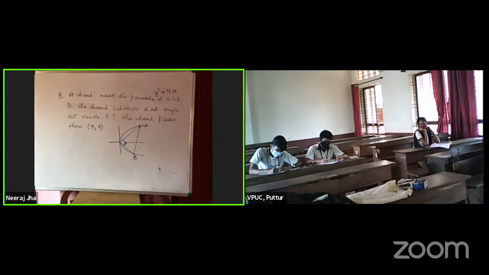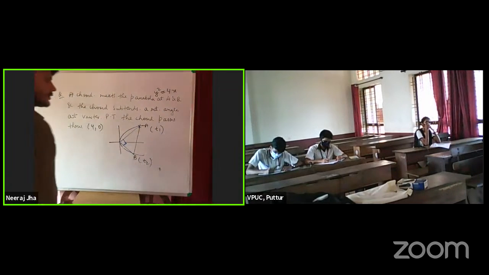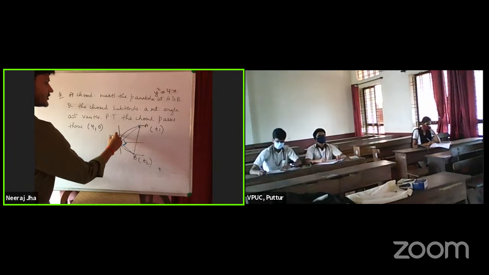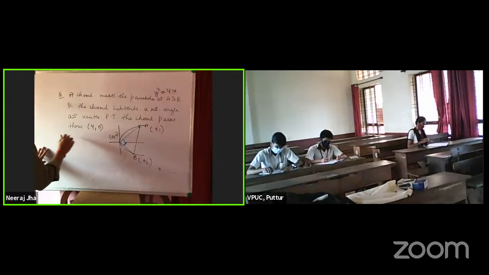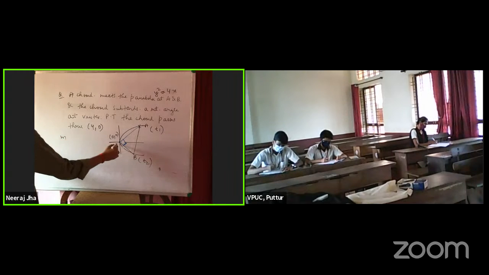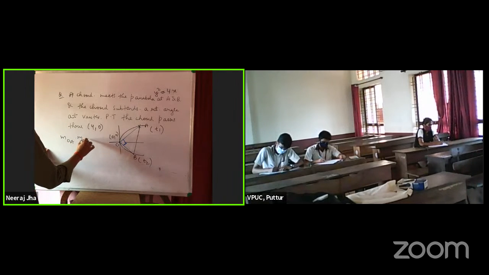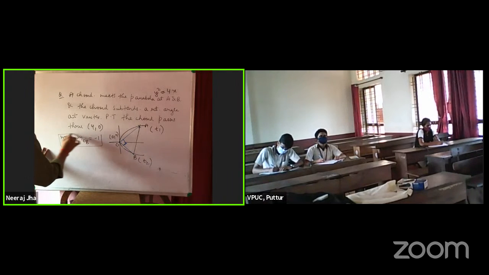Now, how to approach this problem? I will take this point as T1 and this point as T2. Now this vertex is (0, 0). So please tell me, let it be O, slope of OA into slope of OB will be equal to -1 or not?